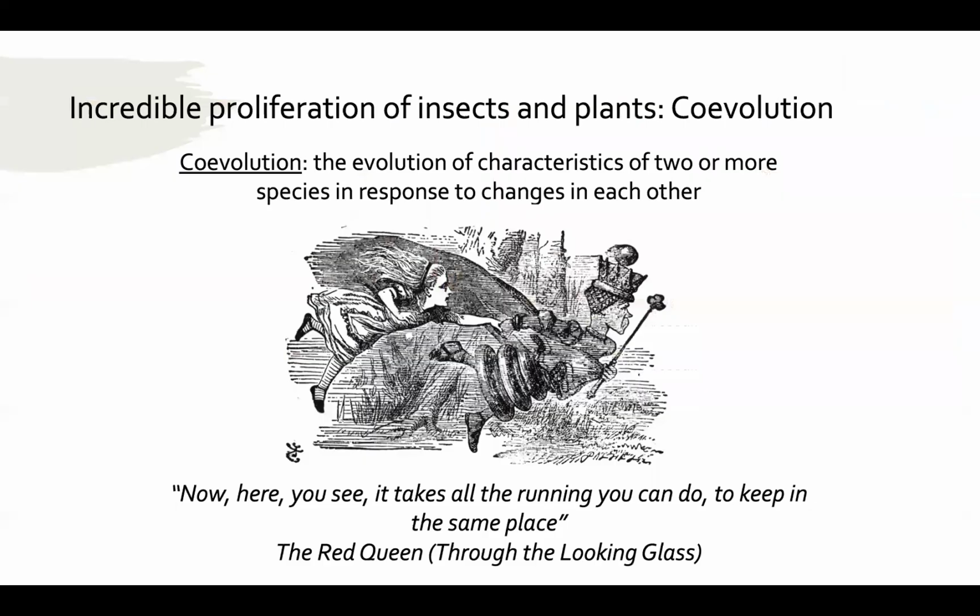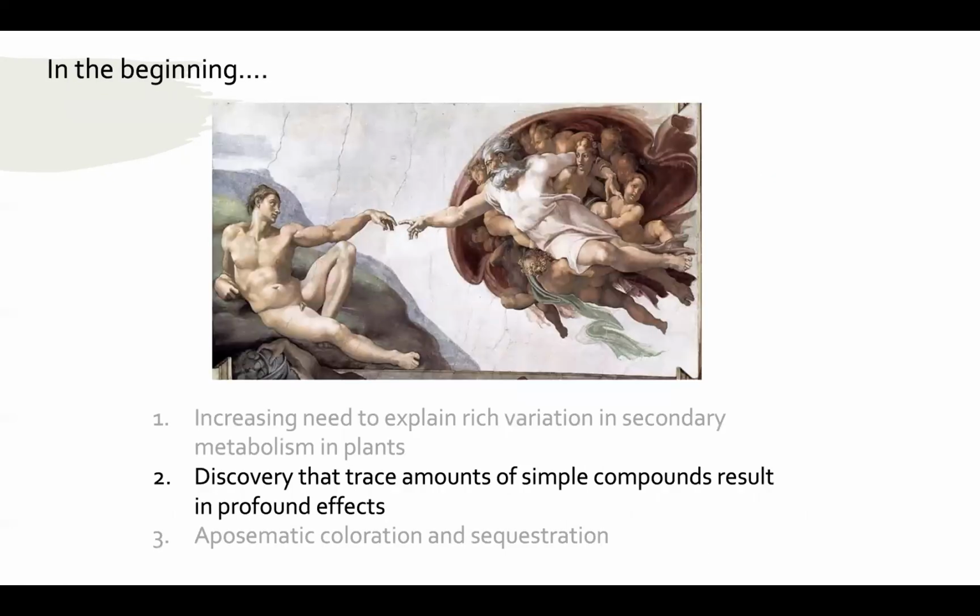And that leads me to this idea of coevolution, which I'm just putting the slide here as a teaser because it's such a cool topic, and we'll dig into that more next week. But when you think about specialists and how they've evolved, you have to discuss coevolution. And I love this quote here about how it takes all the running you can do to keep in the same place, where plants and insects are constantly evolving to keep up with one another. And this is known as the Red Queen hypothesis. And we'll talk about that more in a bit.